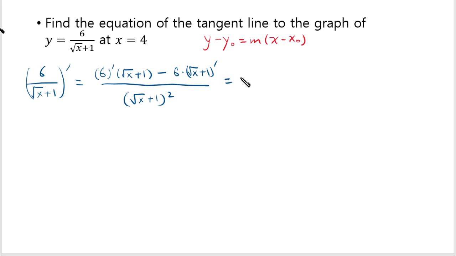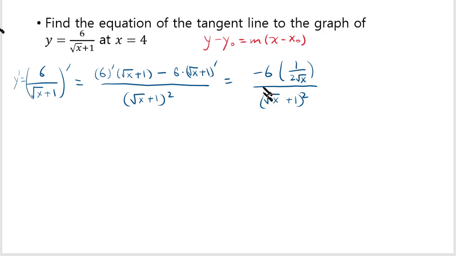Okay, and then you have 6 prime, that's a constant, so that's 0. So this entire thing is 0 times anything, so it goes away. 6 times the derivative of the square root of x, you should memorize this. This is 1 over 2 radical x. And then times the derivative of 1, that's a 0, because 1 is a constant. Okay? Over the square root of x plus 1 squared. So that's your y prime.